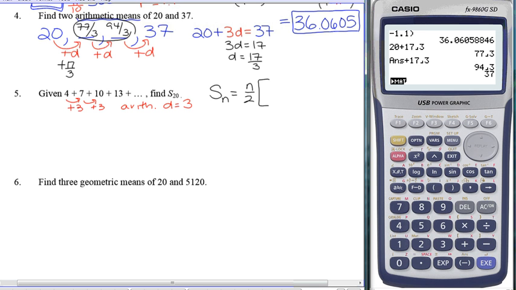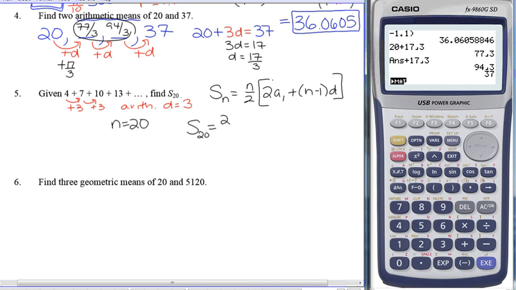I can use either of my 2 sum formulas. Since I don't know the last term, I'm going to go with the second of those 2 formulas. S sub n is n over 2, 2 times a sub 1 plus n minus 1 times d. You could also use the first formula, but then you'd have to plug in and figure out what the 20th term is. So I'm finding the sum of the first 20 terms. So that means n is 20.